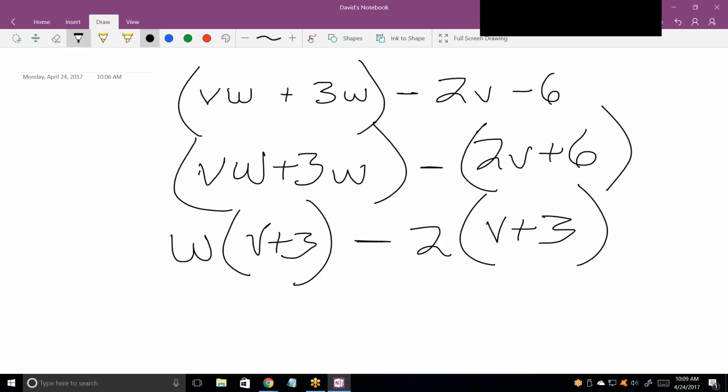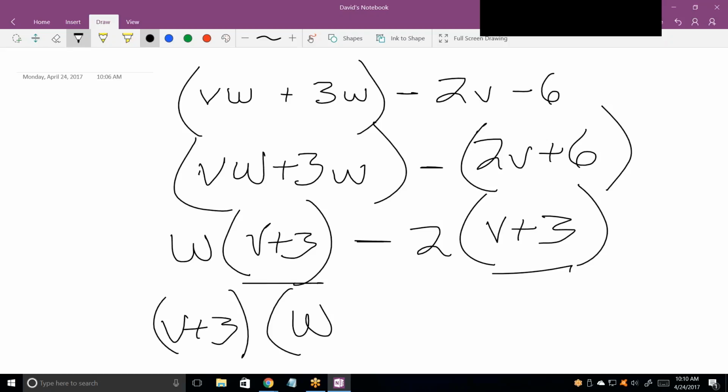Now, at this point, we do something rather unusual, and that is we take a greatest common factor out that's not a monomial term. It's a binomial term. Note that there's a greatest common factor. It's that right there. So I can factor it out. V plus 3 in parentheses. And what's left over? W minus 2. So that's how you factor by grouping.